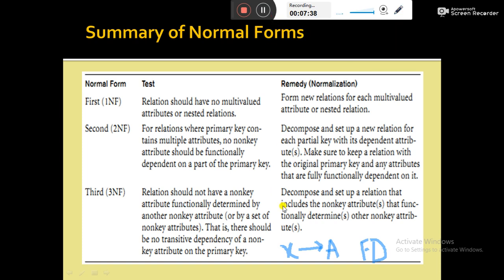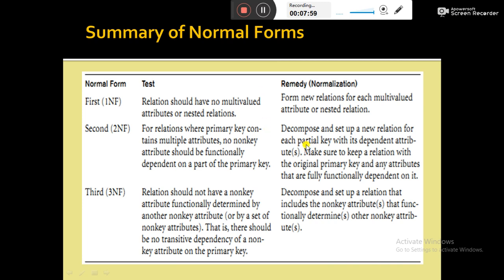So again I am repeating it. If it is not in 3NF, we have to decompose the relation and move the non-prime attributes that functionally determine other non-prime attributes into a separate relation. That is how we can convert a relation into 3NF.